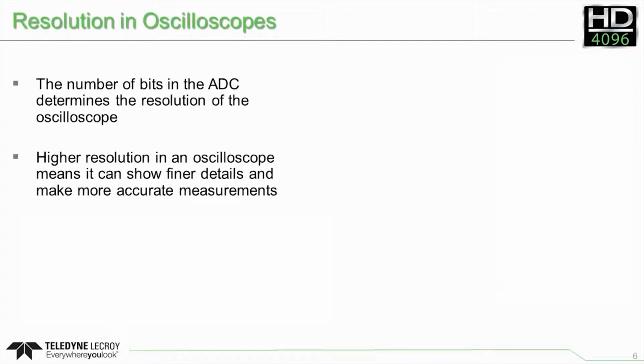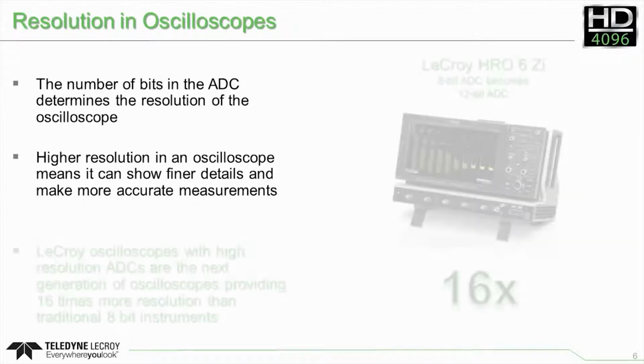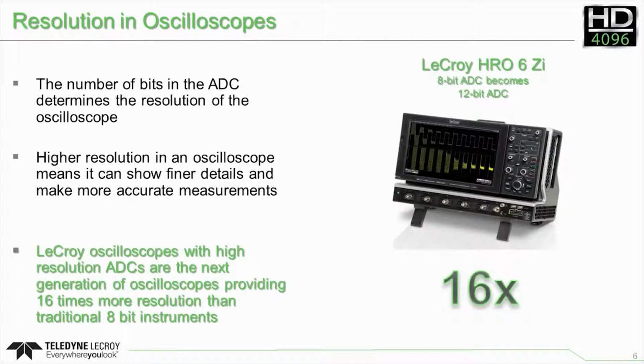The ability to reproduce fine detail and display crisp waveforms would bring tremendous value to an oscilloscope, but traditionally, only 8-bit ADCs have been used. In 2011, Teledyne LeCroy introduced the first high-resolution oscilloscope, delivering 16 times more resolution than that of an 8-bit instrument.